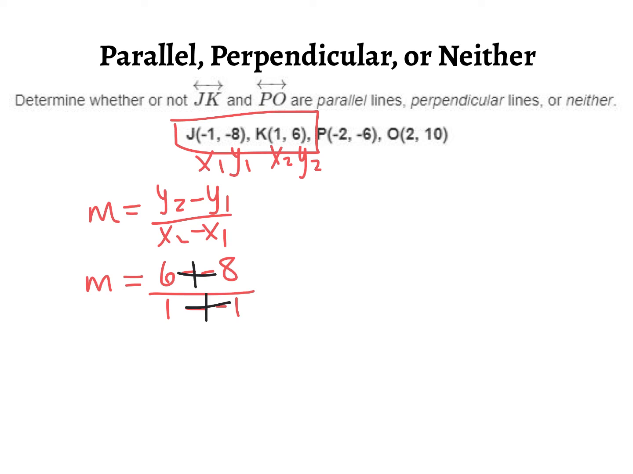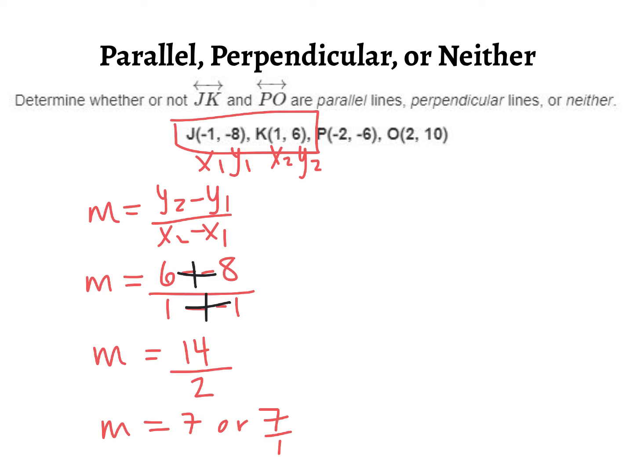As I continue to simplify, in the numerator, I have 6 plus 8, which is 14, and the bottom I have 1 plus 1, which is 2. Notice how 14 divided by 2 equals 7. So I can write this slope as 7 or 7 over 1.